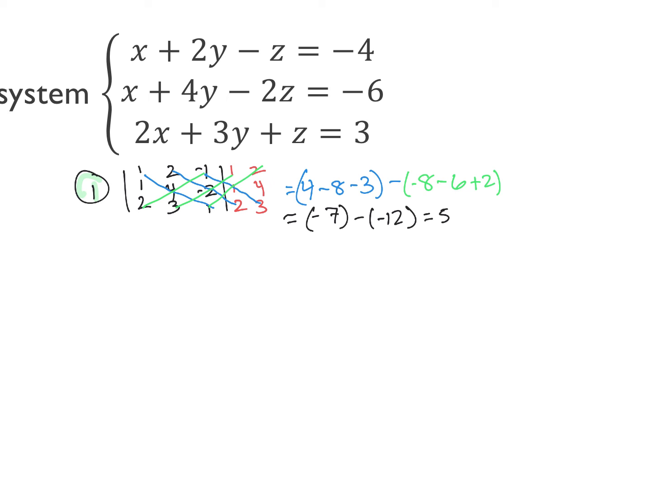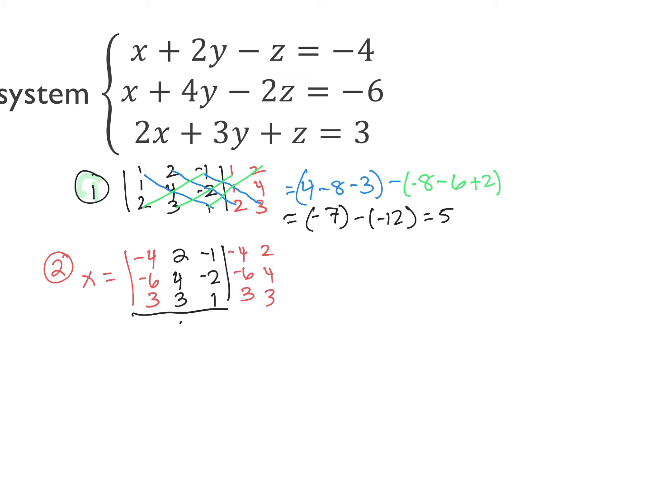Now, next step, to find what X equals, we're going to replace the X column with what the system equals, so that column becomes -4, -6, and 3. And we will keep the coefficients for Y and Z. So the Y column 2, 4, 3, Z column -1, -2, and 1. And just like we did before, we're going to copy our first two columns so we can do the diagonal method. I also forgot to tell you, remember to divide by your answer from step 1 to find X.